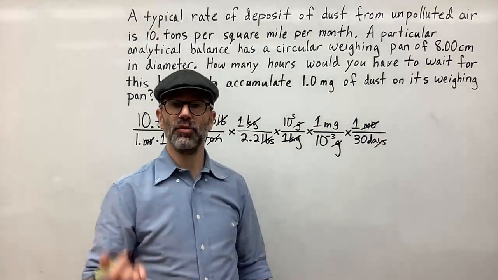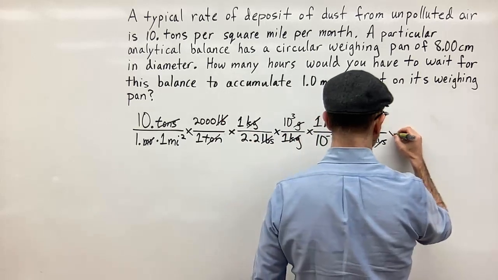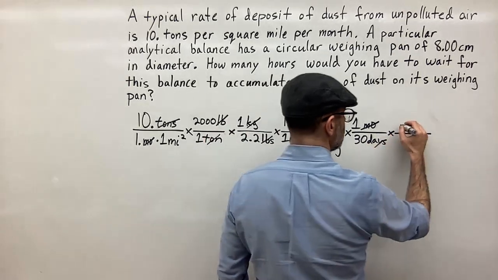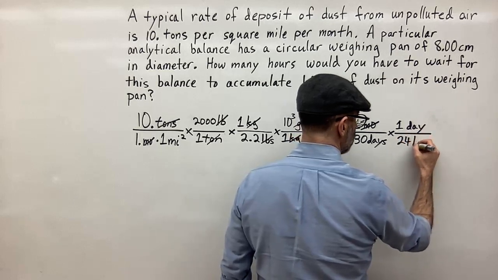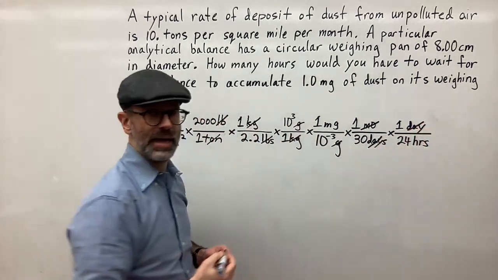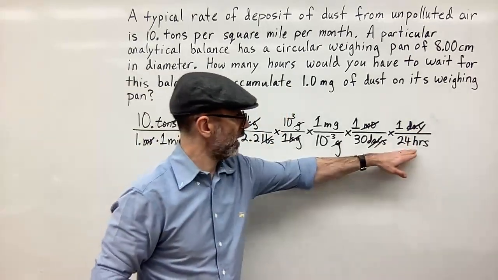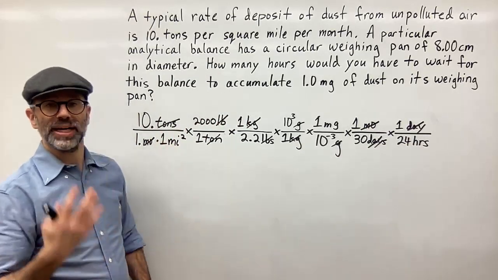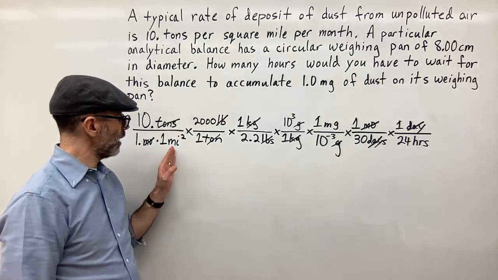Now I have days. I can convert that to hours using 1 day is equal to 24 hours. So again, I have days on the bottom here, so I'm going to put days on top. So 1 day, and then 24 hours on the bottom. So days cancels out. Now I have hours, which is what they're asking for, how many hours. So now that's done. And so lastly, I want to convert miles squared to centimeters squared. And so I'm going to have to do that.